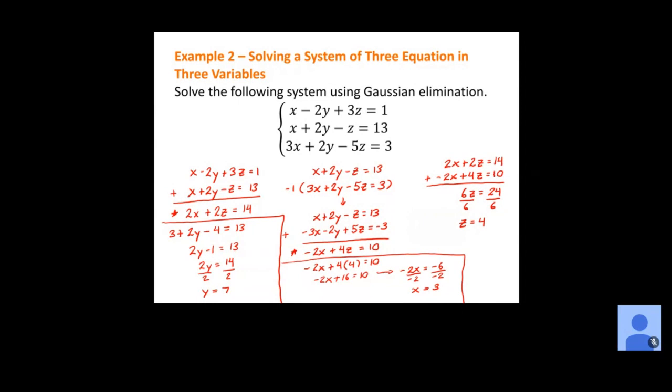Okay, so now, how are we going to write our answer? Triple, alphabetical order, right? So x is 3, that comes first. Y is 7, that's going to come second. And then finally, we have the z value, which is 4, that's going to be last. So this right here is our final answer, 3, 7, 4.